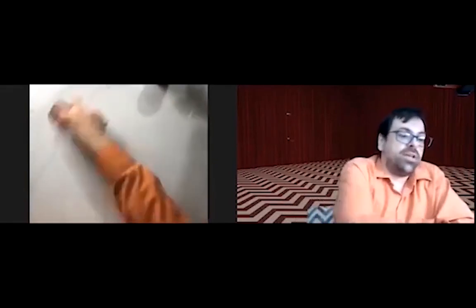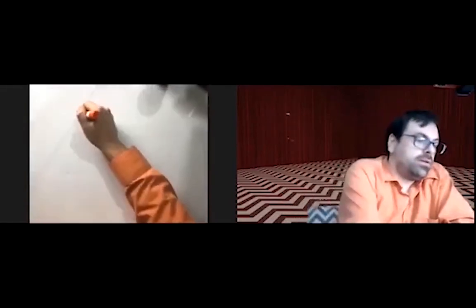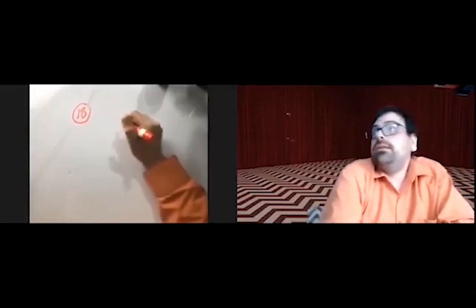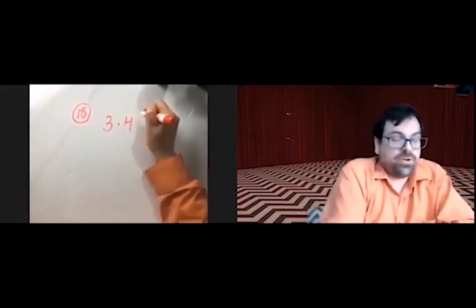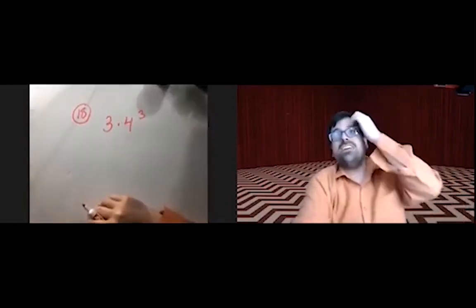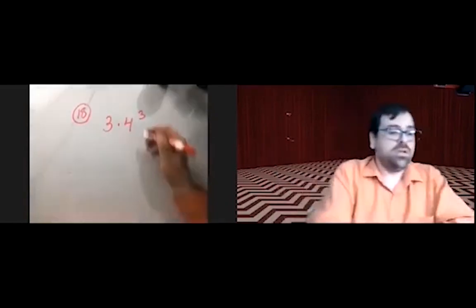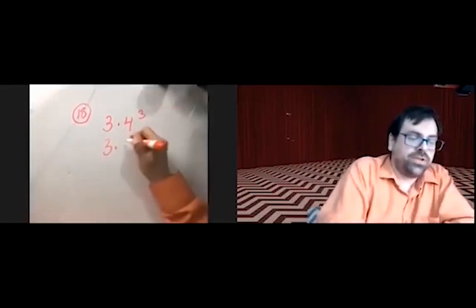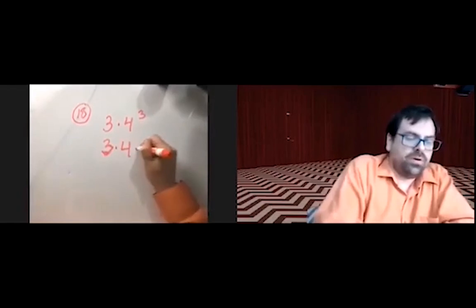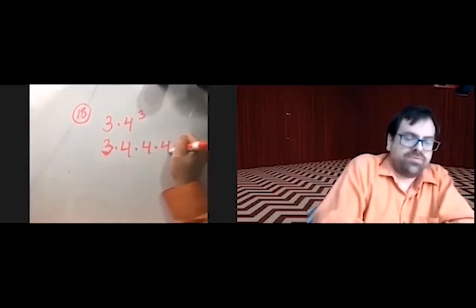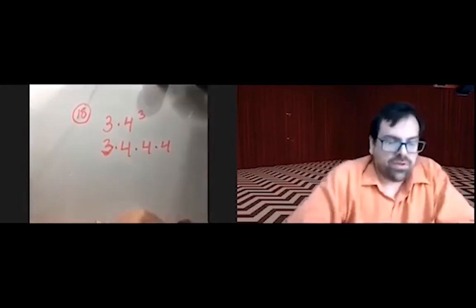Number 18, we're going to go the other way. We're going to get something in exponential notation, like 3 times 4 cubed. And we're going to evaluate. We're going to multiply it out. So 4 cubed would be 4 times 4 times 4, 3 factors of 4.